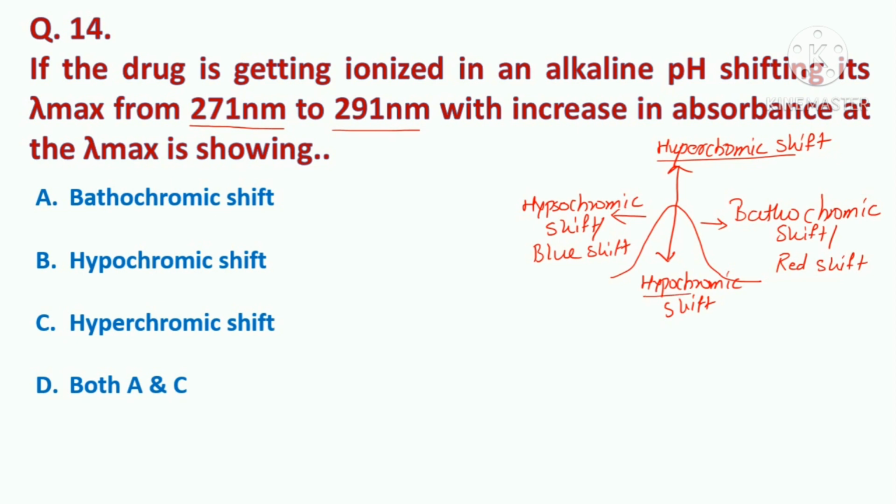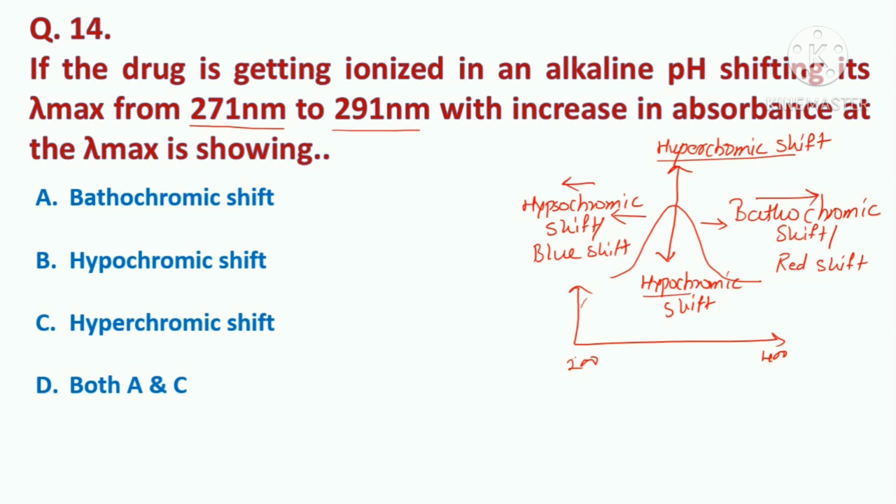If the lambda max or absorption maxima is shifting from the shorter wavelength, so here we have an order of wavelength, here we have 200, and towards here we have 400 or 800. So if it is shifting from the shorter to the higher, we refer to it as a bathochromic shift. If it is shifting from higher to lower, we refer to it as a hypsochromic shift or the blue shift.